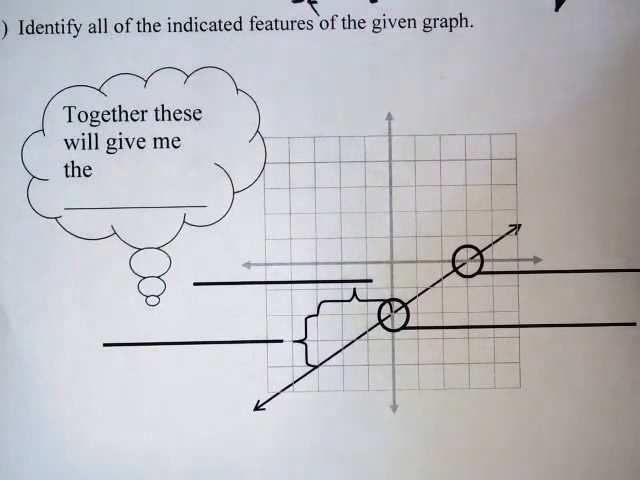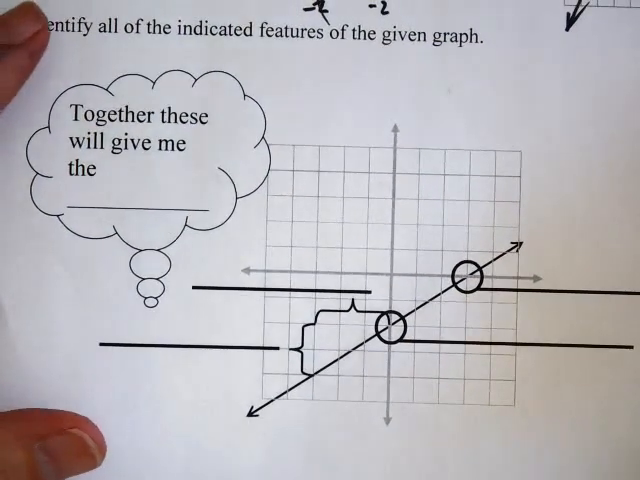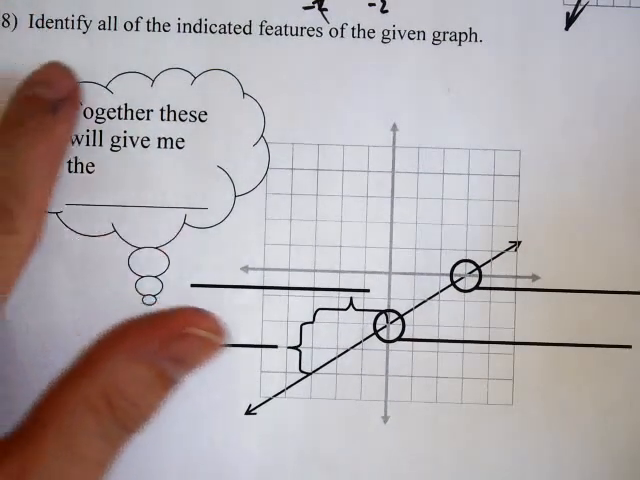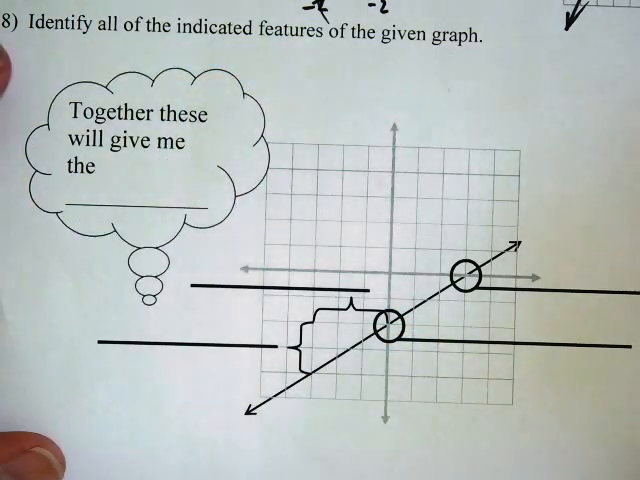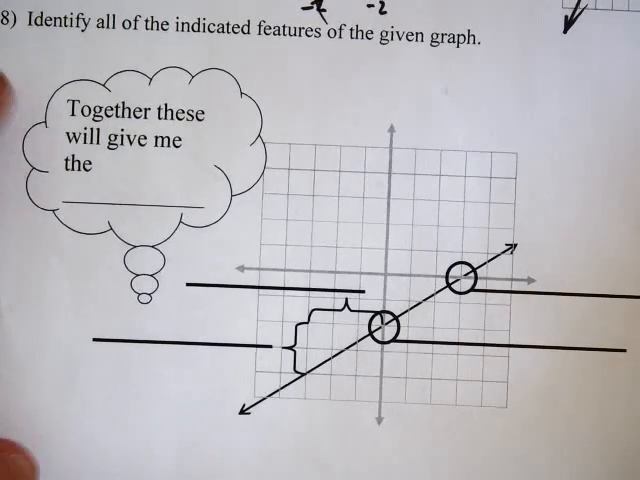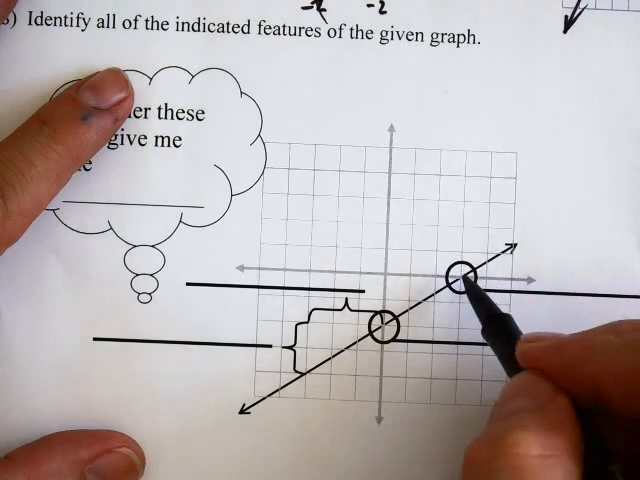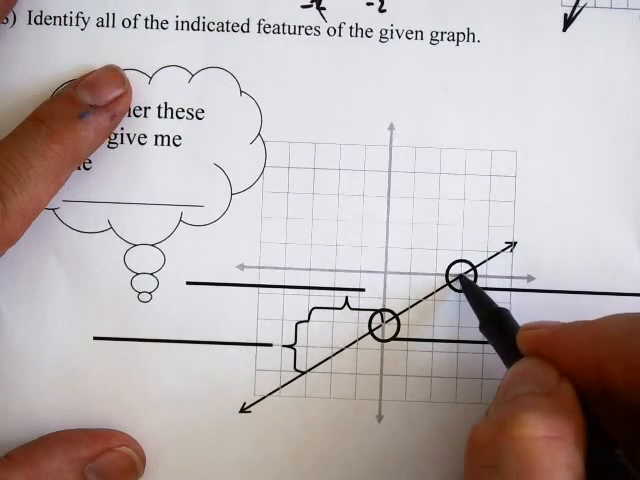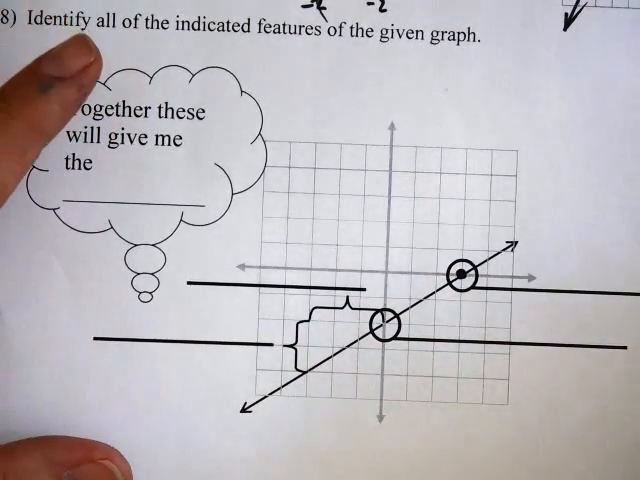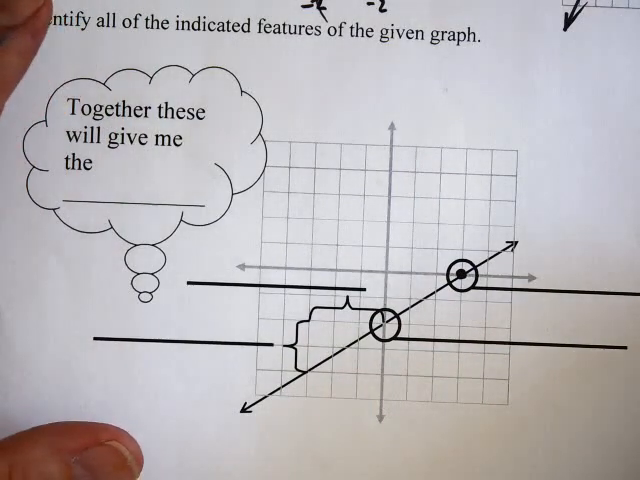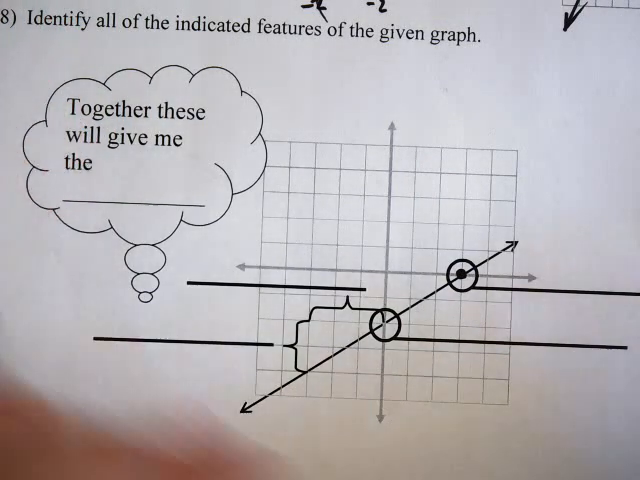Number 8. Identify all the indicated features of the given graph. Well, this question, it's kind of tricky if you weren't there for the review. I mean, if this was on the test, you just wouldn't know what to do, probably. So let me just try to think of it like this. What is this circle indicating? What is it around? It's kind of indicating that point right there. But what do we call that point? See, that's what it's going for.